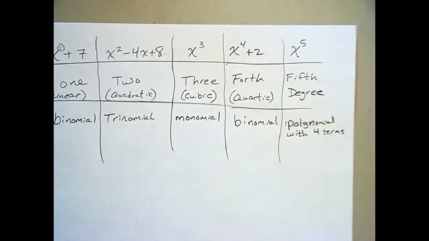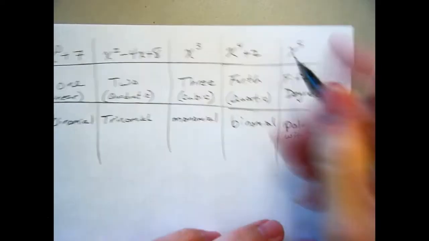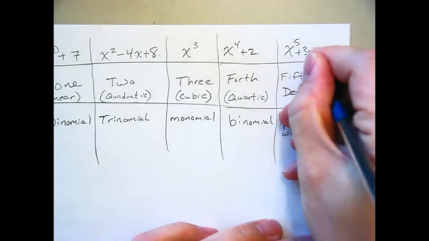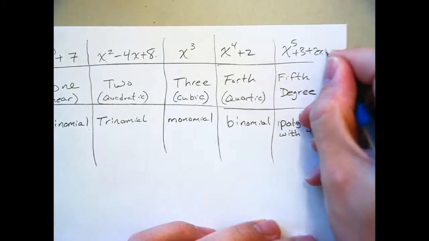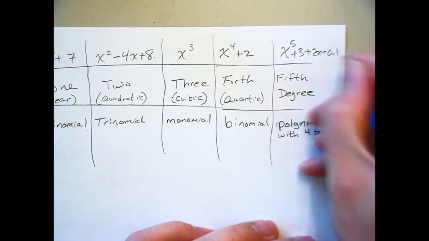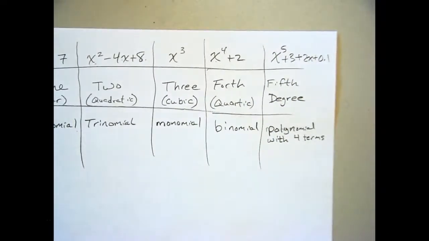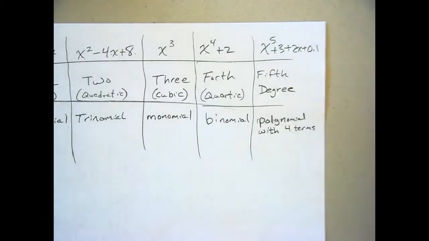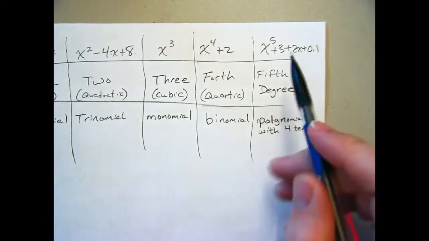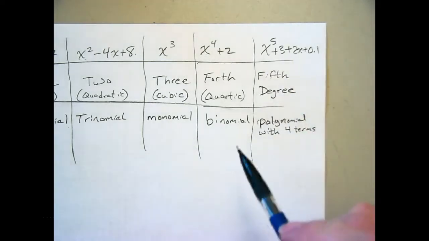All right. Yeah. I got x to the 5th plus 3 plus 2x plus 0.0001. I'm just going to put that. Okay. All right. There we go. Anything with 4 terms there would work, except for that's only 3 terms. Does anyone know why that's only 3 terms? Because the x's will go together.